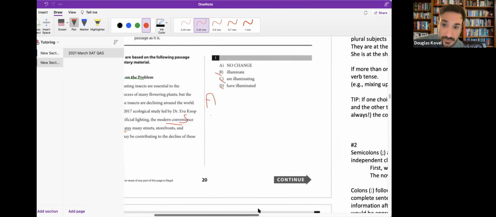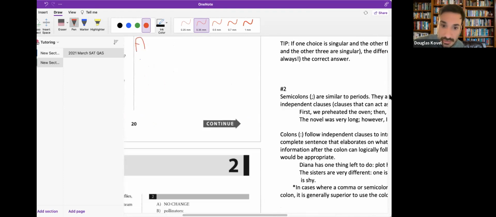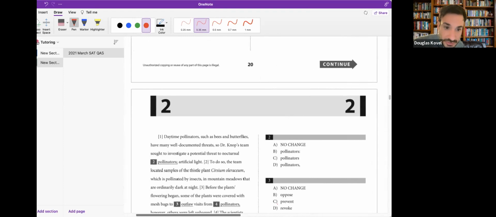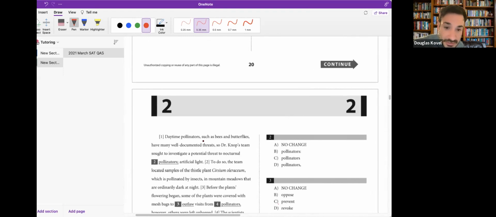All right, so now we'll move on to question 2. Looking at question 2: daytime pollinators such as bees and butterflies have many well-documented threats. Dr. Knopp's team sought to investigate a potential threat to nocturnal pollinators, artificial light. I could see that this is going to be a punctuation question, within-sentence punctuation. I need to choose between a semicolon, a colon, no punctuation, or a comma.